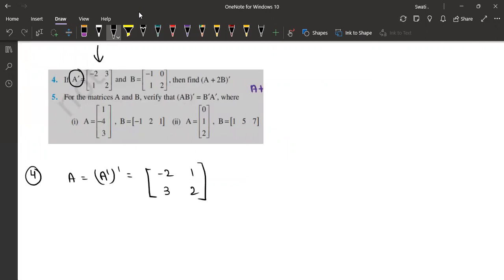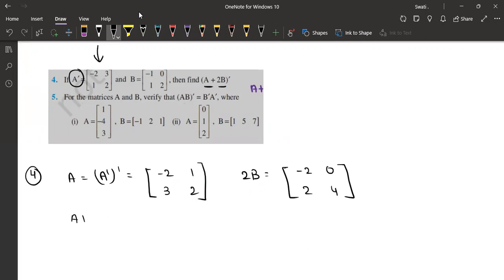Now we have to find out twice of B, right? Because we have A plus twice of B. So you know that whenever any constant is multiplying with the matrix, that constant will get multiplied with each element inside the matrix. So 2 times -1 is -2, 2 times 0 is 0, 2 times 1 is 2, 2 times 2 is 4.